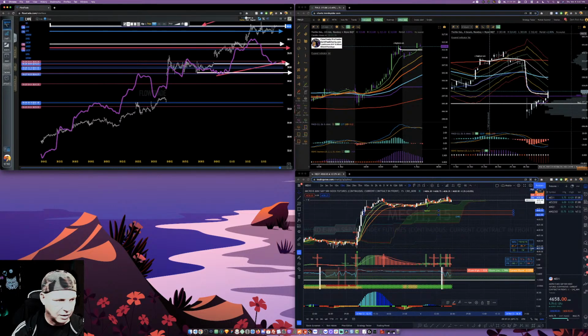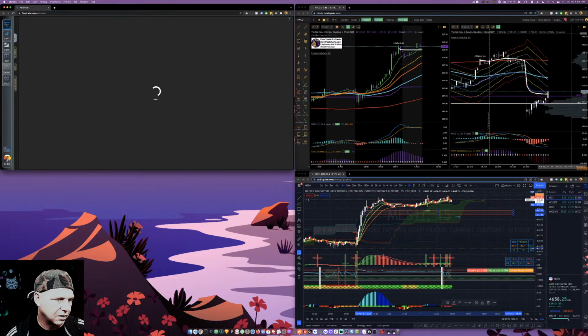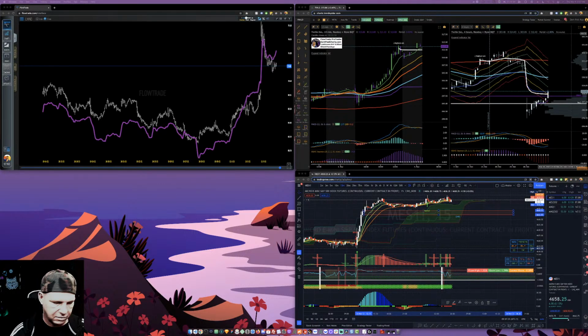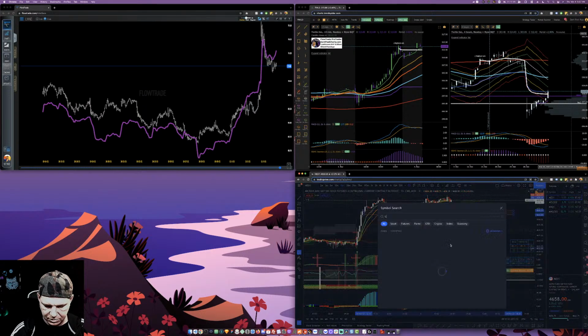I'm going to look at LMND. Lemonade, nice rally yesterday, right? Massive gap up, pull back to the daily top, right? No block trades to help us out. Algorithm is bullishly diverged. This could see a continuation today.